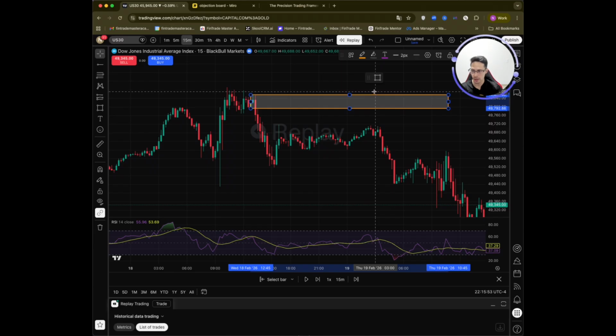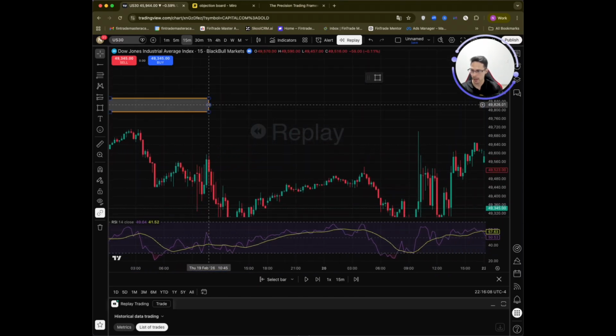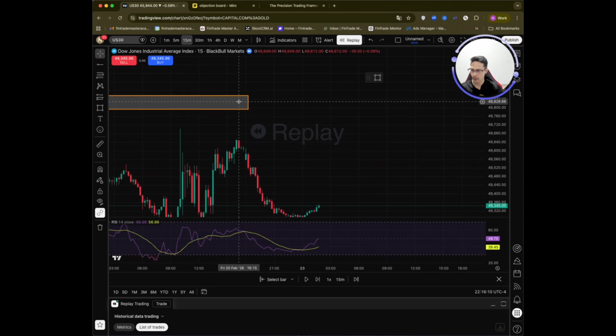You could be cautious and put it above these wicks if you like to, play with it, but your stop loss is going to be above the zone anyway. So just be safe rather than sorry, right? Make the zone a little bit bigger, protect, cross your T's, dot your I's, and then let's see how it plays out, right? And then we just drag this all the way out, right?